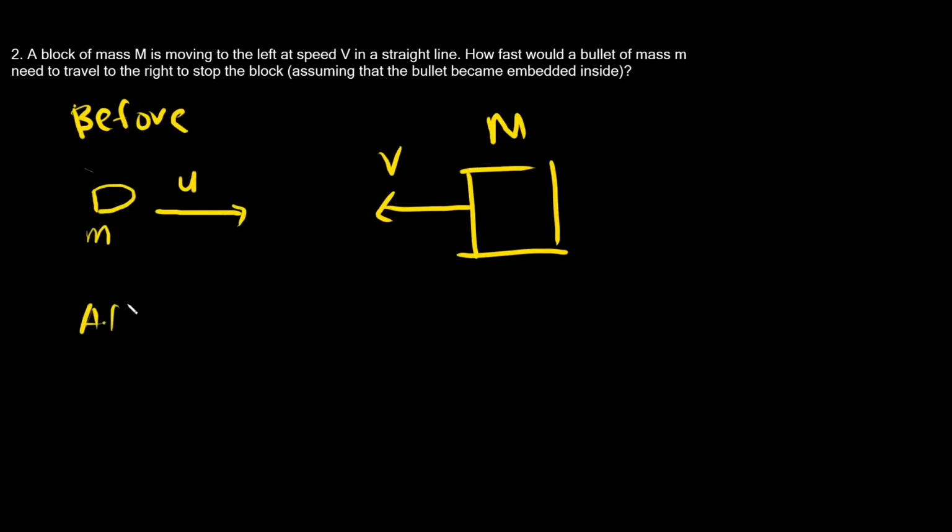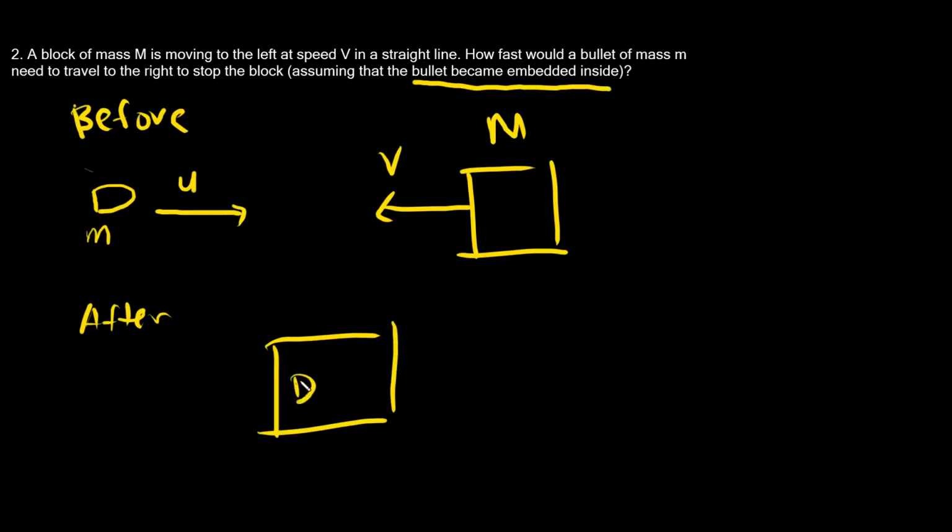Now, after the collision, the bullet became embedded inside. So, after collision, this is the scenario. Okay? Take note, embedded inside. So, this is an inelastic collision. Embedded inside, inelastic collision. So, what we are looking for in the problem is, how fast would a bullet of mass m need to travel, that is, the velocity of mass m, such that it stops the block after the collision.